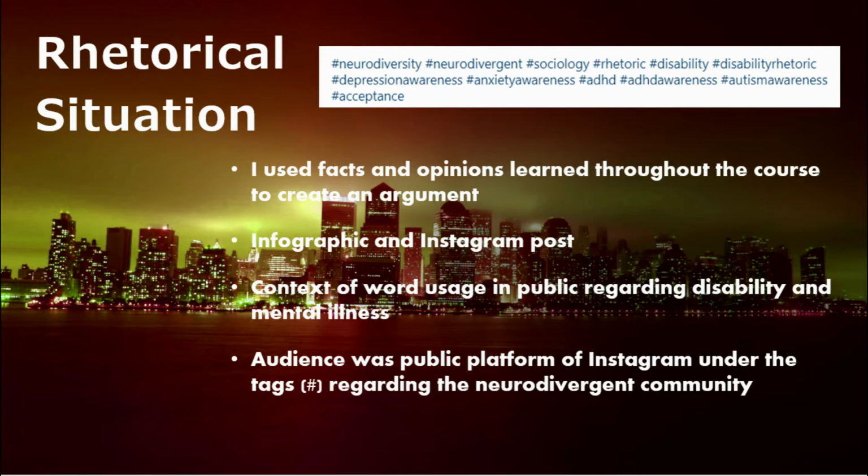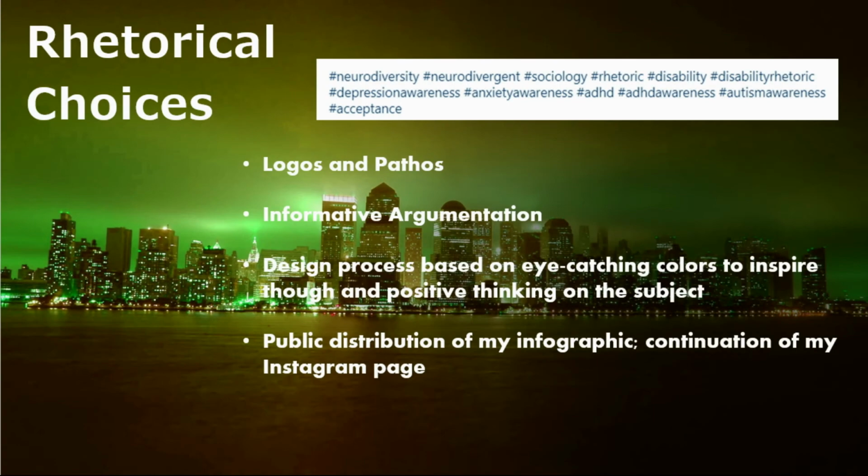My audience ended up being a public platform of Instagram. Under certain hashtags regarding the neurodivergent community, I used these hashtags in order to bring people in to the conversation who might not have seen my post if I had sent it out without any tags. My project focused mainly on logos and pathos. I used some visuals and some coloring that I thought would really influence positive thinking around my topic. I also had quite an informative argumentation where I talked a lot about facts and about my opinions on topics.